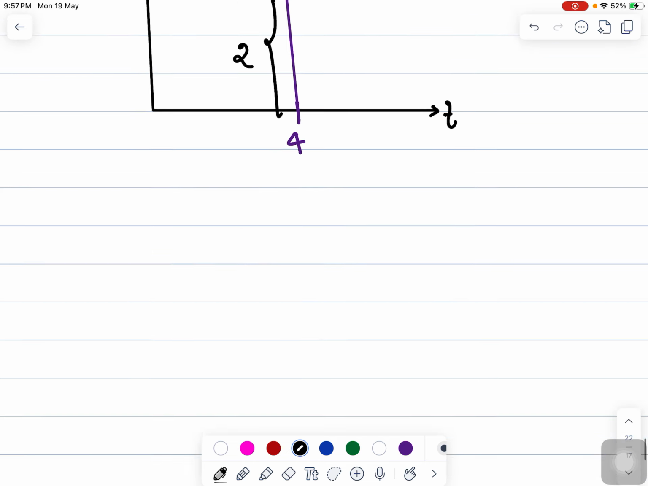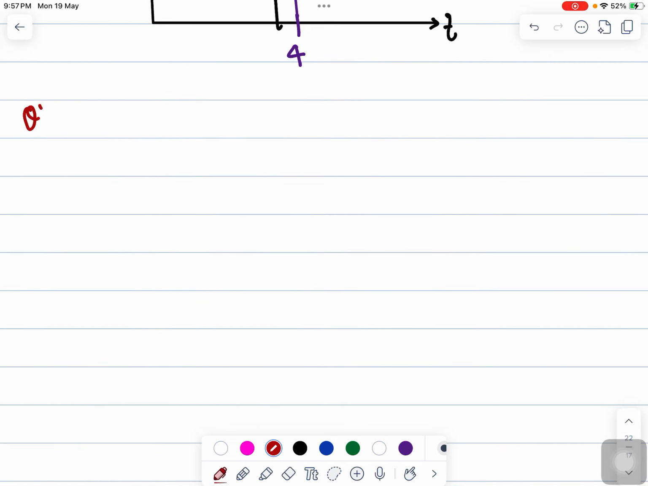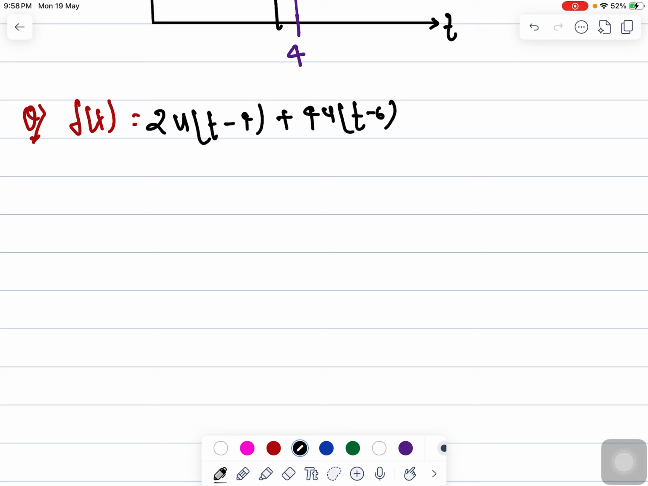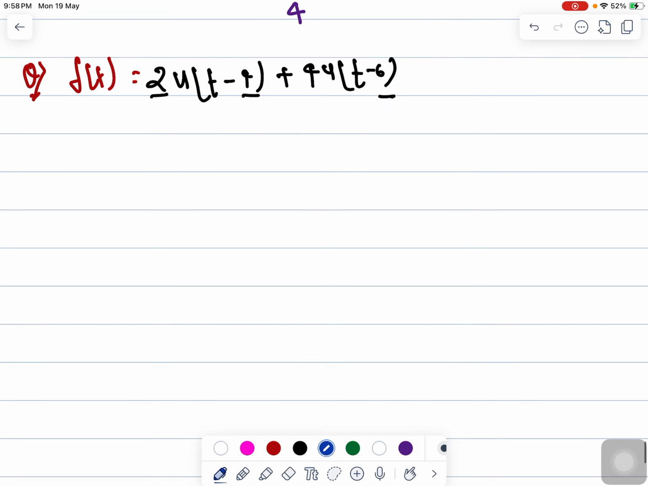Okay, now coming to another very important problem. Let's say the next function is f(t). I have told you that if there is a linear combination of step inputs, then how can we plot it? So let's say you have this kind of problem: 2u(t minus 4) plus 4u(t minus 6). Is that clear? When t is greater than 4 and less than 6, there is a step input of magnitude 2, and when t is greater than 6, there will be a step input of magnitude 4. So how can you plot this?